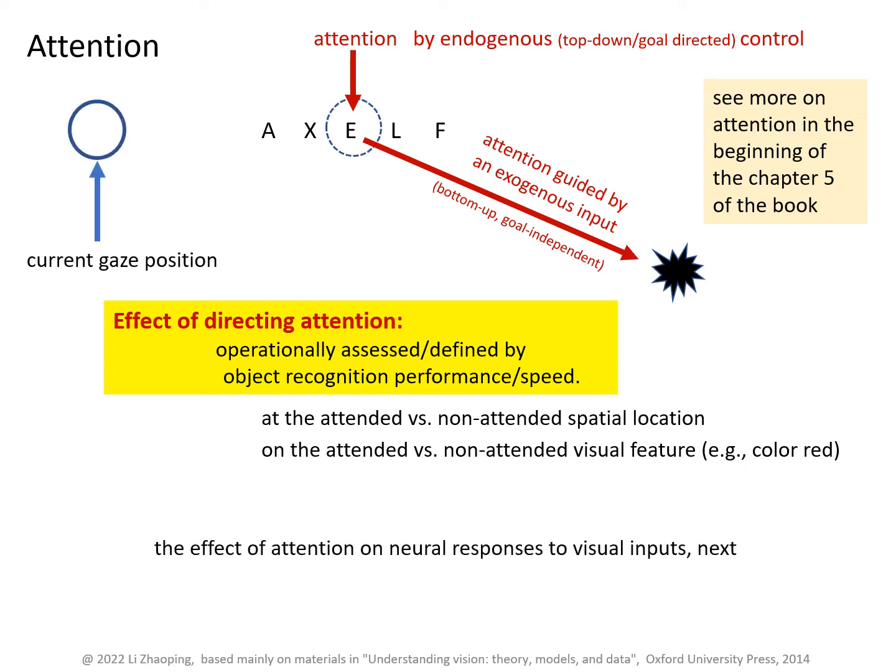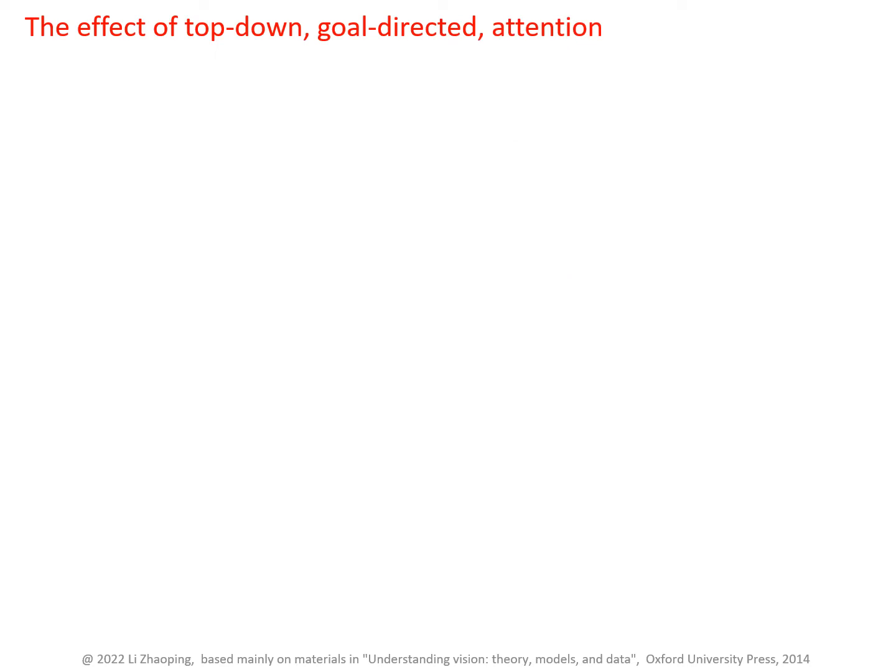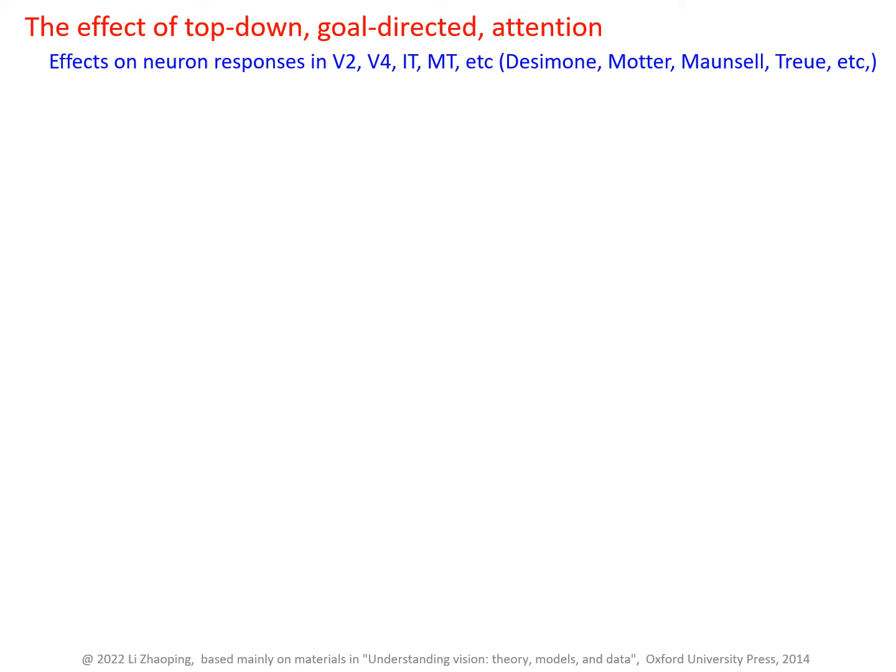Now let's look at how attention affects neurons' responses to visual inputs. These effects are mostly studied under top-down attention, and they are observed in neural activities in extrastriate cortices like V2, V4, IT, and MT. And these effects in V1 are relatively weaker or non-existent.